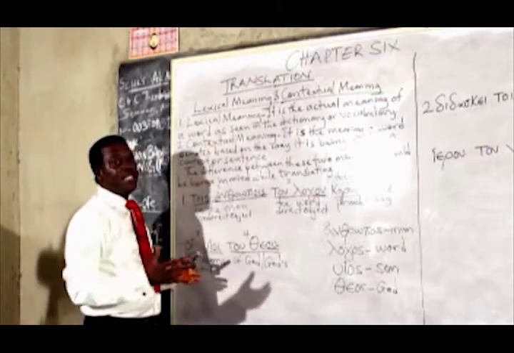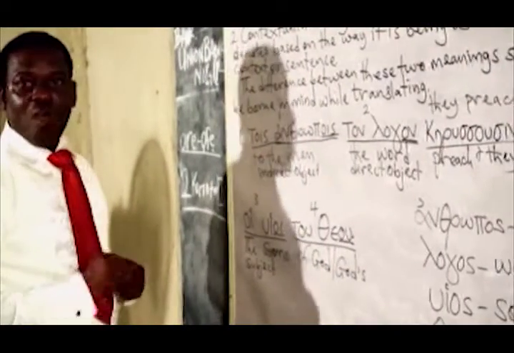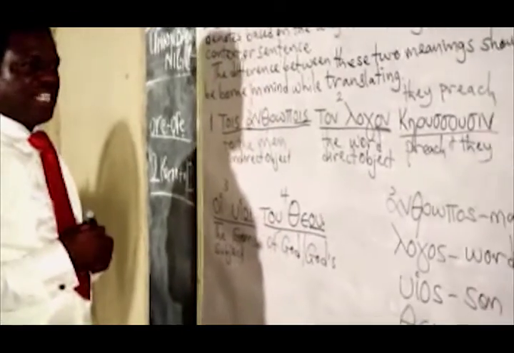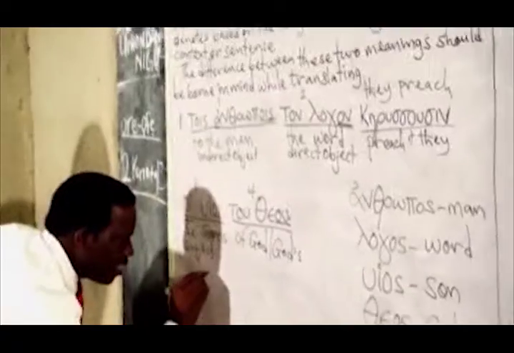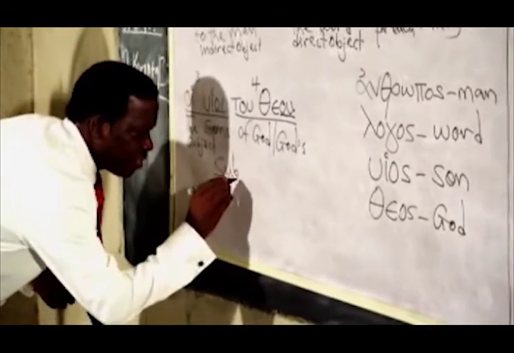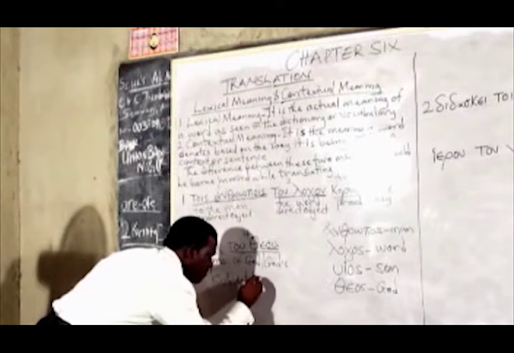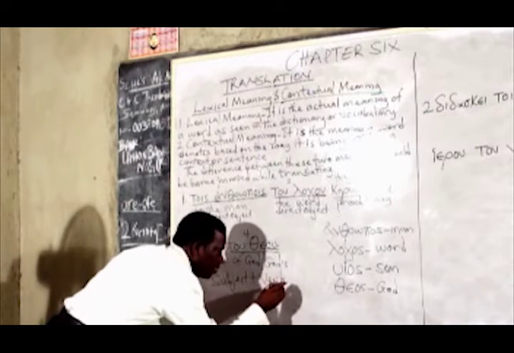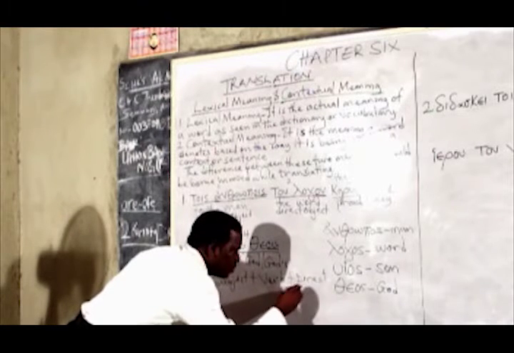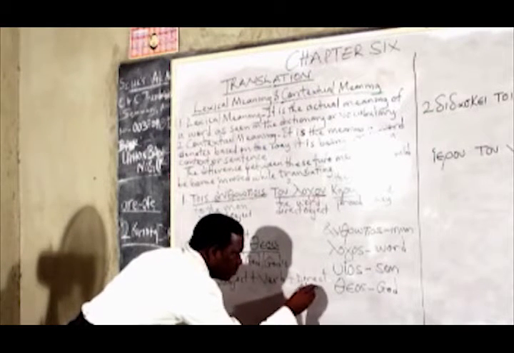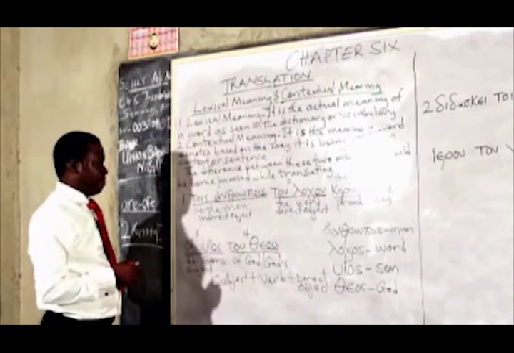Then how do we fix this in English? We need to follow the English pattern of syntax. And what is the English pattern of syntax? The English pattern of syntax is subject first, plus verb, plus direct object, and the rest. This is the English syntax pattern.